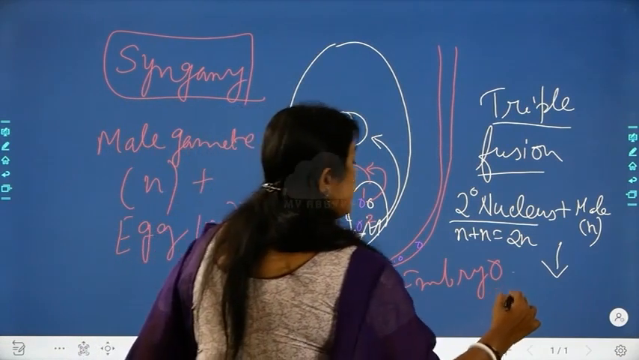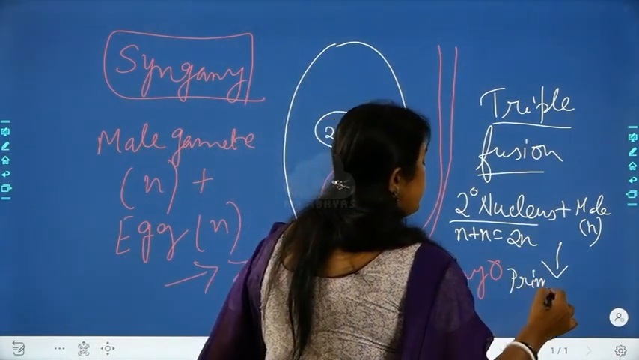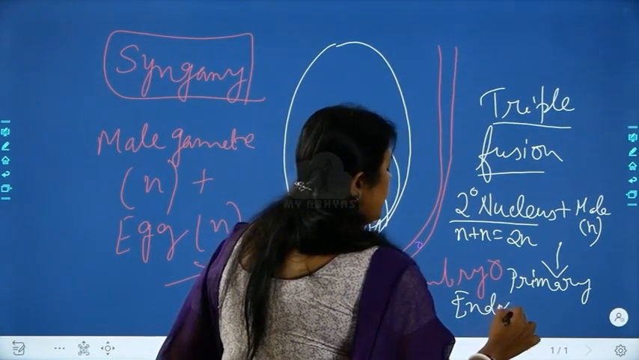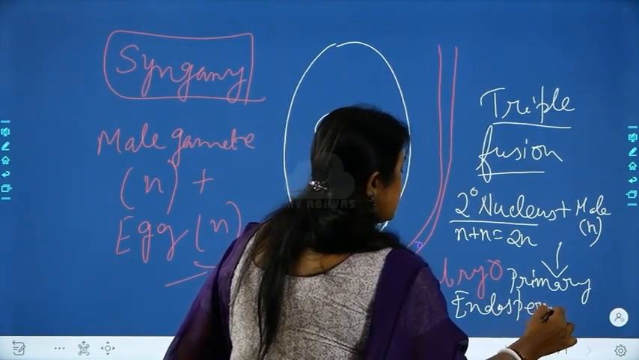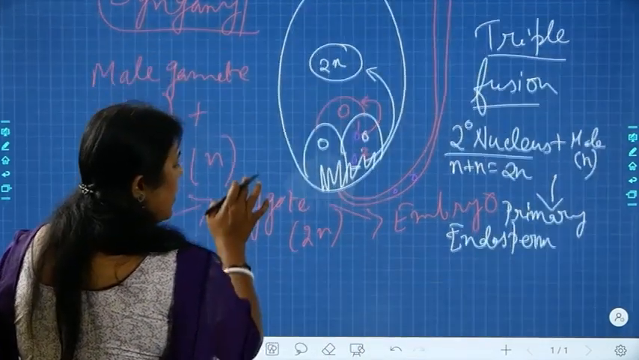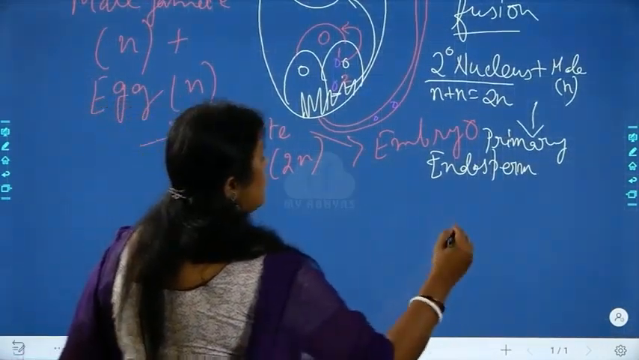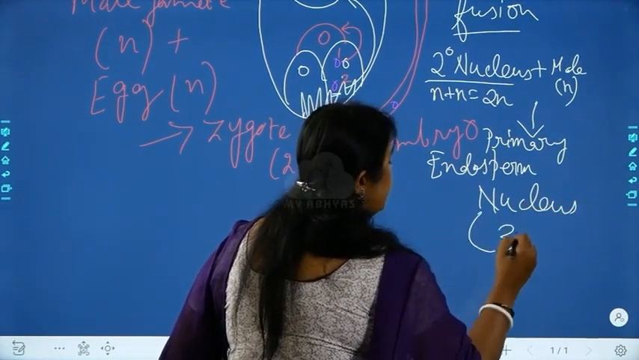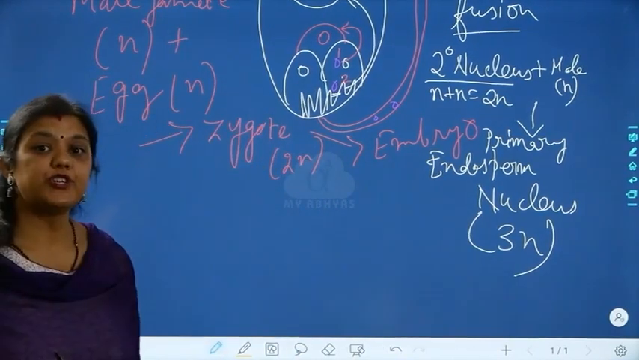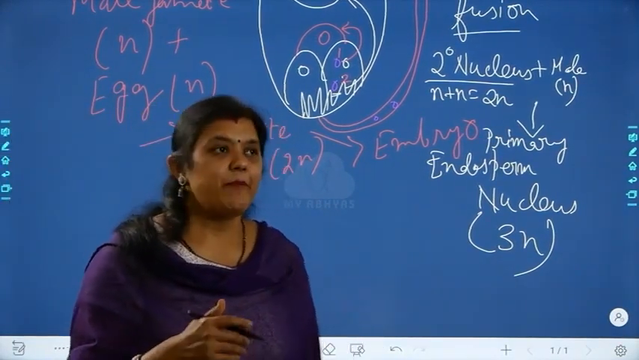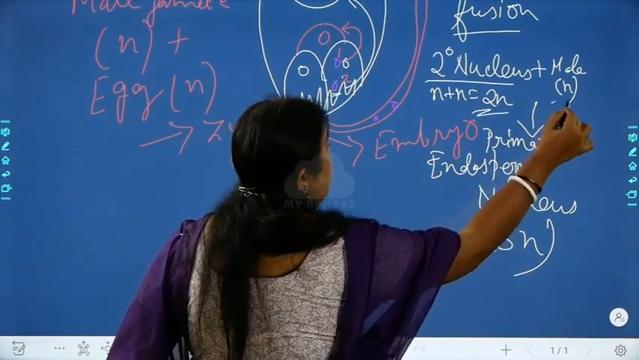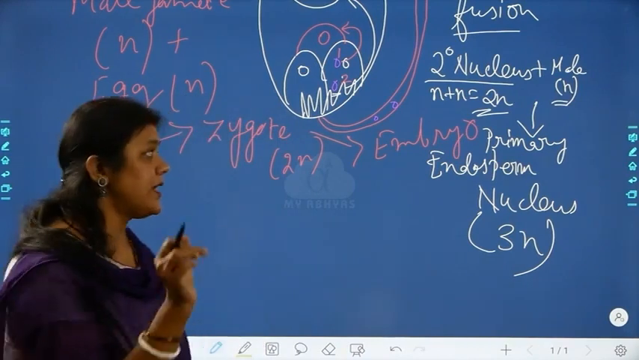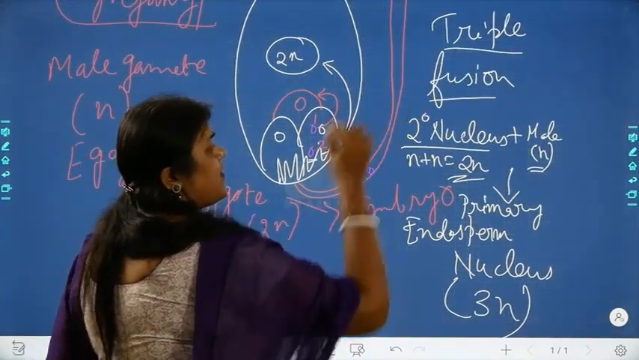It will form the primary endosperm nucleus. And what will be the ploidy at that time? The ploidy will become 3n. Why will it become 3n? Because it was already 2n here and n over here, so 2n plus n becomes 3n. This is called triple fusion.